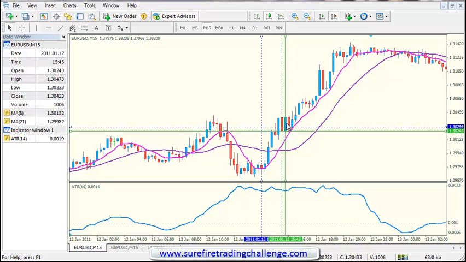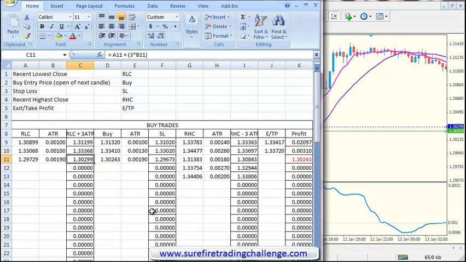So I should be entered at the open of this candle, which is at 1.30243. What I'm going to do now, since I've entered the trade, is set my stop loss. I will take the ATR reading of this candle, which is 0.0019, multiply that by 3 and deduct it from my entry price. And you can see it over here.